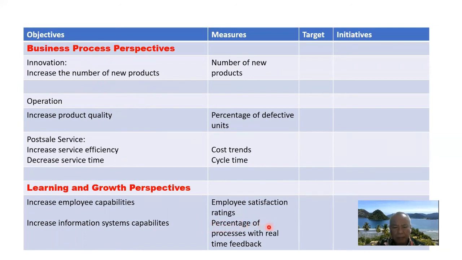And then increase information system capabilities. Actually, we can use the measure percentage of processes with real-time feedback. So we can get real-time feedback, for example, on defective units. So we can find the defective units information in real time, and we can make a quick response to make the improvement, right? So if there is a defect, we can take action fast. So we need a good information system so we can get real-time feedback.